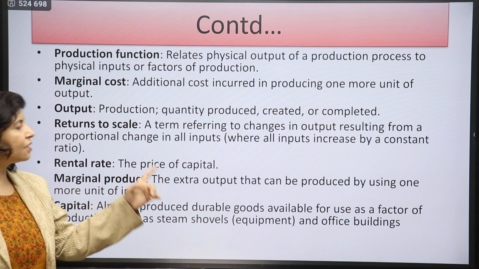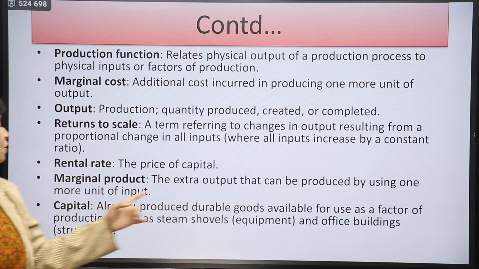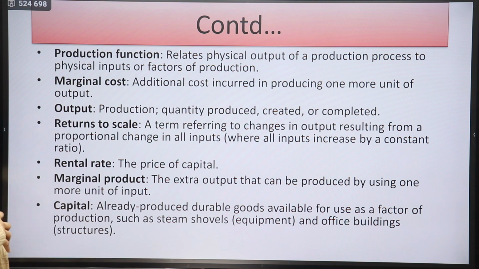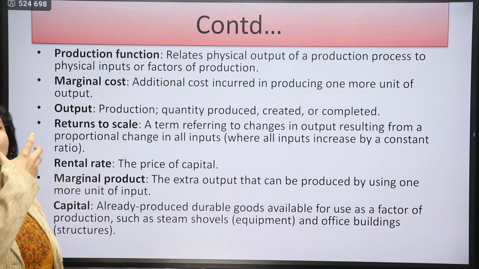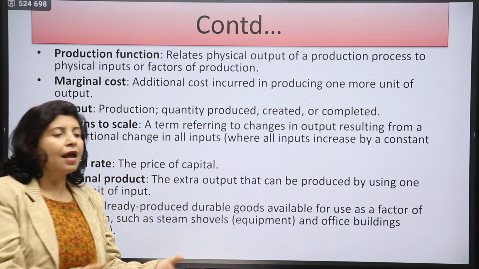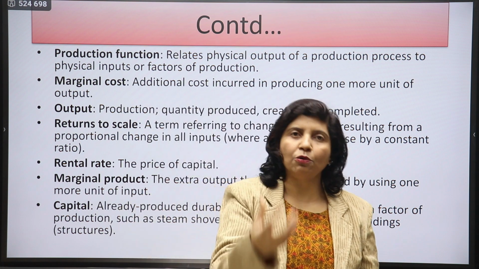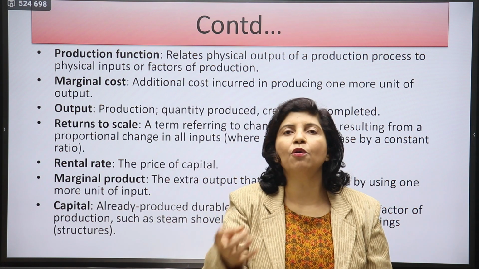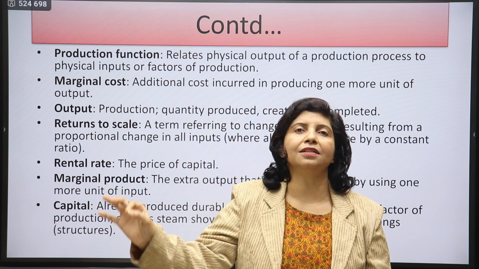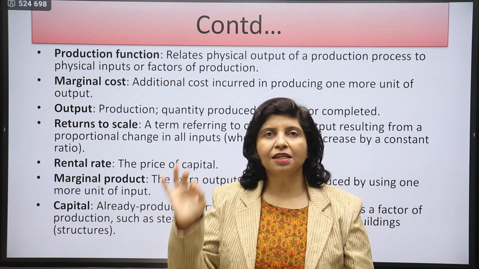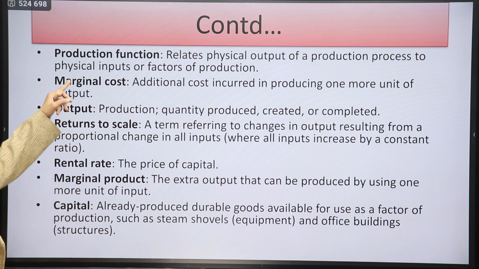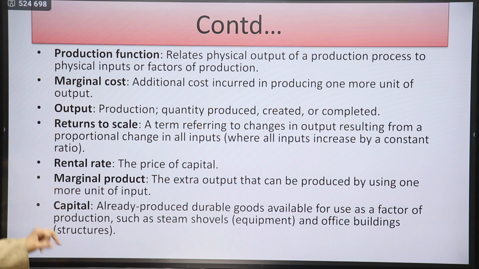Marginal product, the extra output that can be produced by using one more unit of input. So if after producing a chunk of commodity, you want to produce one extra unit of commodity, one more unit of commodity, that is known as marginal product. The last unit of commodity that is produced is called your marginal product. We have already discussed marginal cost and this is marginal product.